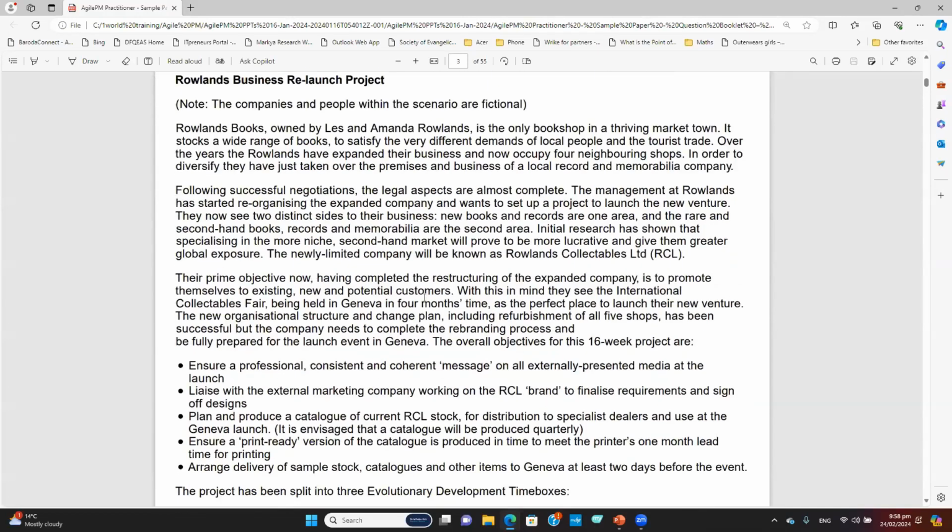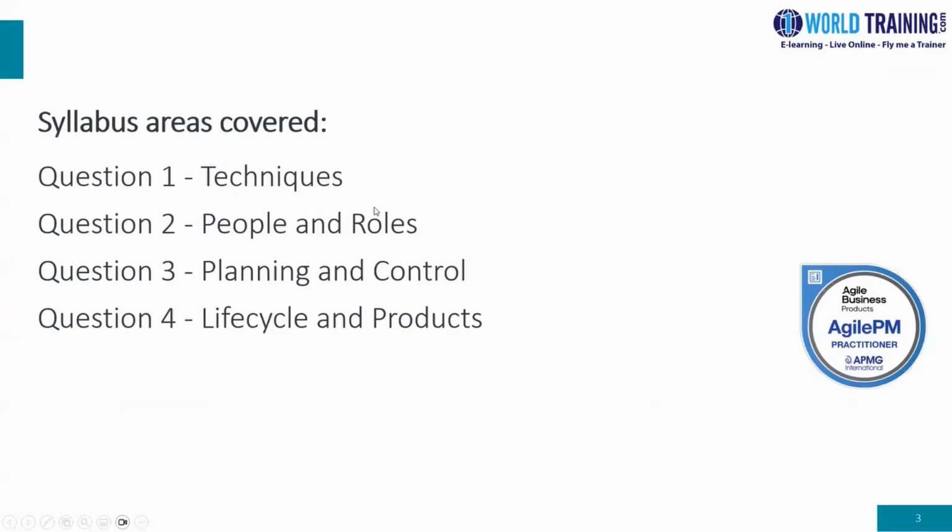Now let me take you through some of the practical examination questions. So there are 4 syllabus areas that are covered in the exam. Question number 1 covers questions pertaining to techniques. Question number 2 pertains to people and roles.